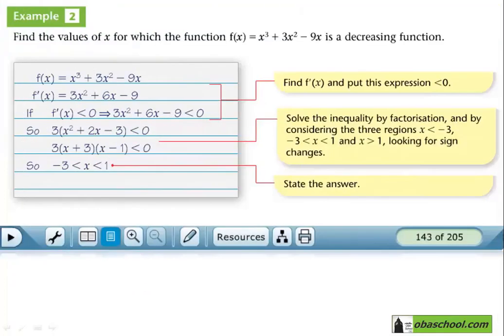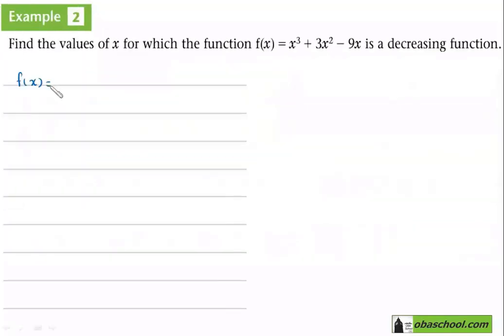Look at this example. Find the values of x for which the function f of x is x cubed plus 3x squared minus 9x is a decreasing function. Let's start. This is the function f of x. Since f of x is decreasing, thus f prime of x is less than 0.